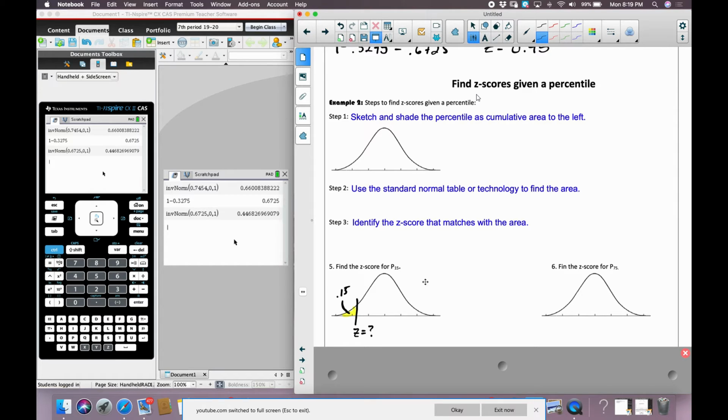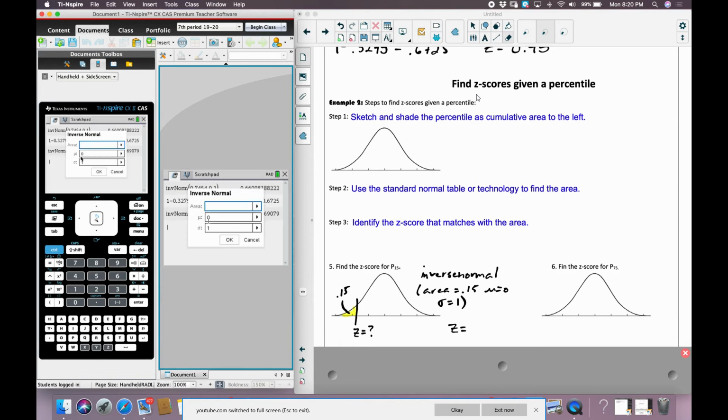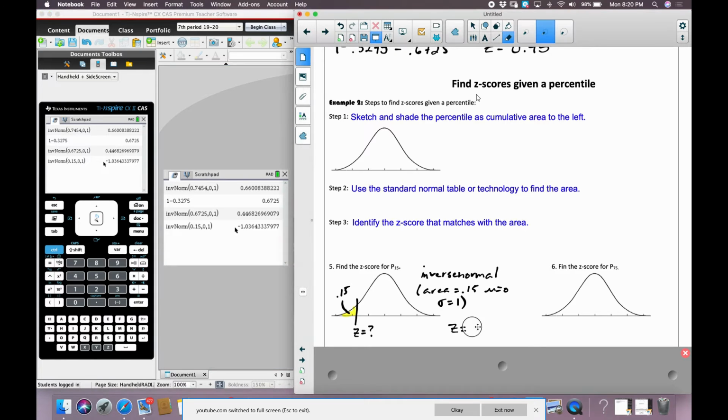So we already know how to go from area to z, so we're going to go to inverse normal with an area of 0.15. We want a z-score, so mean of 0 and a standard deviation of 1. And that's going to give me z equals, let's see, menu, probability, distributions, inverse normal, 0.15. Should be a negative number, and it should be pretty far away from 0. So let's see. Yep, negative 1.04 is going to be my z-score.